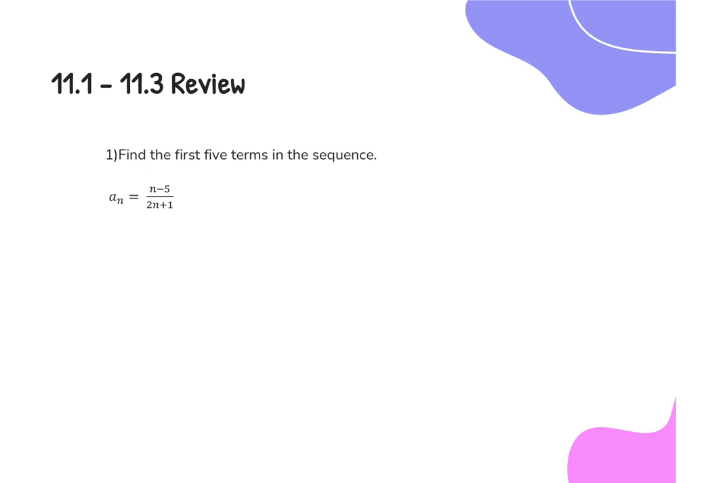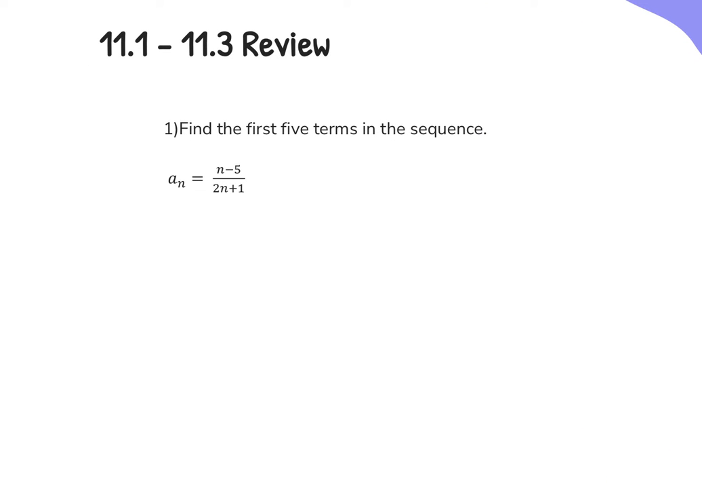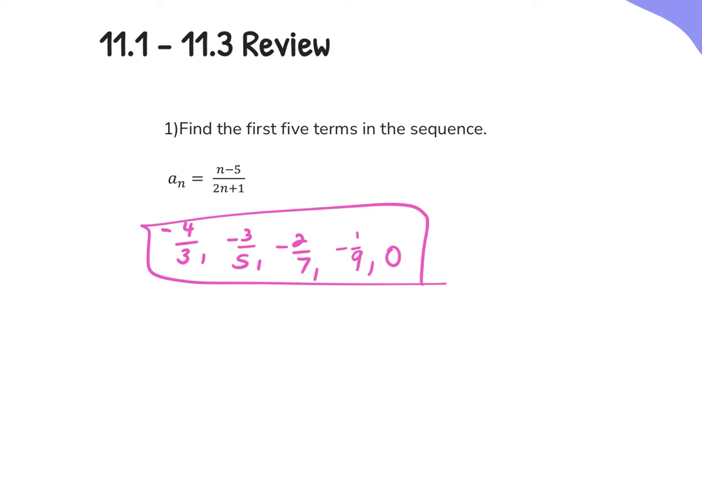All right, so the first one was find the first 5 terms of this sequence. So you plug in 1, you plug in 2, you plug in 3, you plug in 4, you plug in 5. You should have gotten negative 4/3, negative 3/5, negative 2/7, negative 1/9, and 0. I would say most of you did this one pretty well. Any questions on that one before I go to the next one? So plug in 1, 2, 3, 4, 5, and get them in that order.